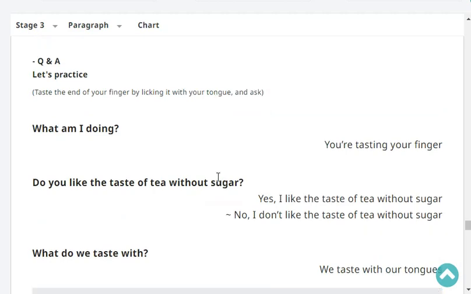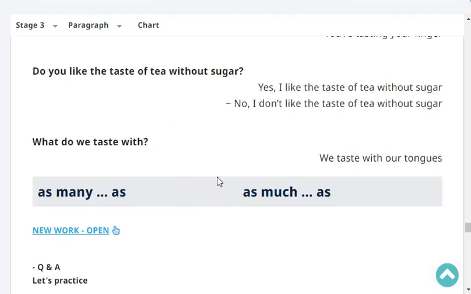What am I doing? You're tasting your finger. Do you like the taste of tea without sugar? Yes or no? Yes, I like the taste of tea without sugar. Very good. What do we taste with? We taste with our tongues. Very good.